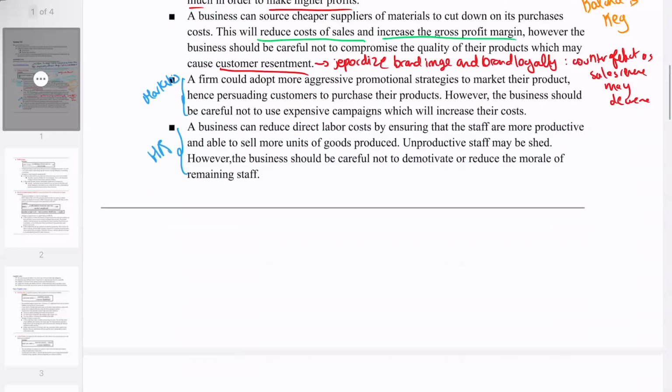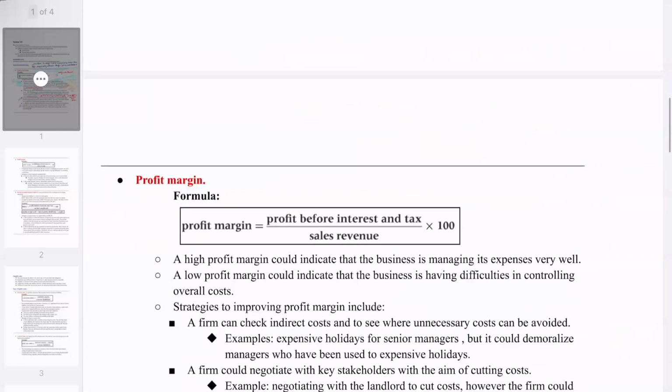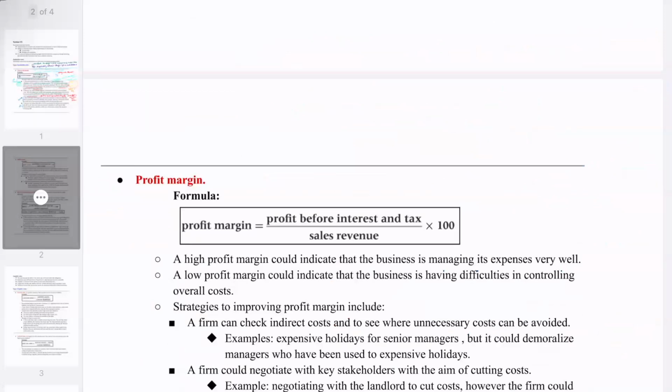Now we have profit margin. So how do we calculate the profit margin? The profit margin is profit before interest and tax divided by sales revenue times 100. Again, it is in percentage. A high profit margin could indicate that the business is managing its expenses very well. A low profit margin could indicate the business is having difficulties in controlling overall costs. So high means they're doing well, low means they're doing badly regarding their expenses and costs.